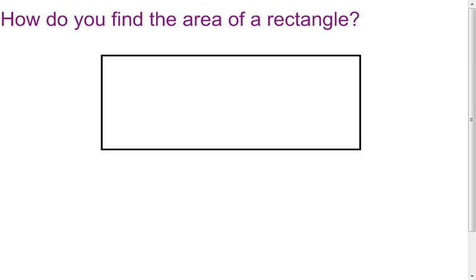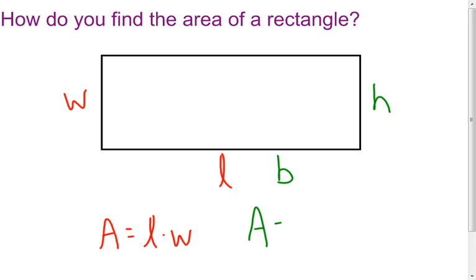A couple different ways. Some will look at it as this is the length and this is the width, and they'll say, well, I can find the area of a rectangle by doing length times width. Or another way would be, instead of calling it the length, sometimes this is referred to as the base, and then this one is the height. And another way you can find the area of a rectangle is your area equals the base times the height.